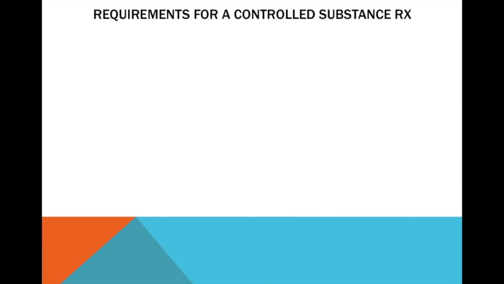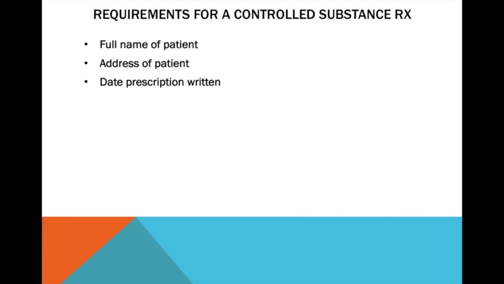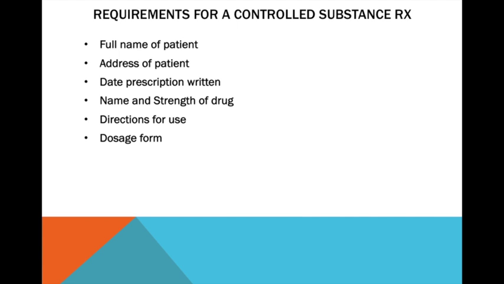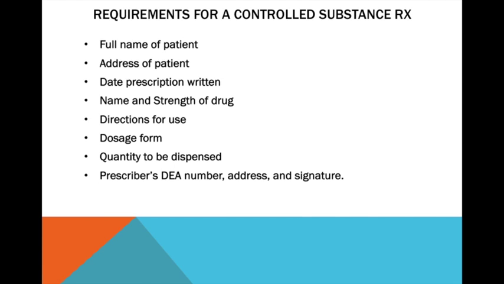Alright, so this is going to be the requirements for a controlled substance prescription. These items need to be on every single prescription that has a controlled medication written on it. You'll need to have the full name of the patient, the address of the patient, the date the prescription was written, the name and strength of the drug, directions for use, dosage form, quantity to be dispensed, prescriber's DEA number, address, and their signature. And depending on the medication, you'll also need the diagnosis.